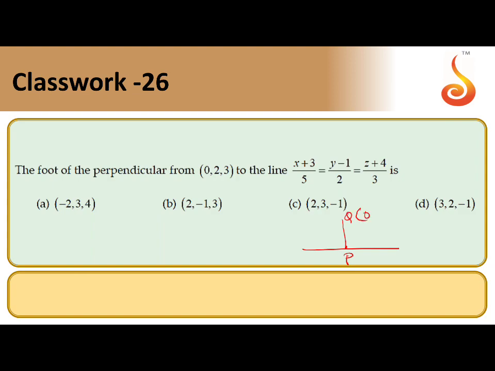This is the given point (0, 2, 3). So the required point should be on the line, meaning P must satisfy the line equation. So solving is a long process. You can apply verification. If only one answer is right, that is the answer you can take.